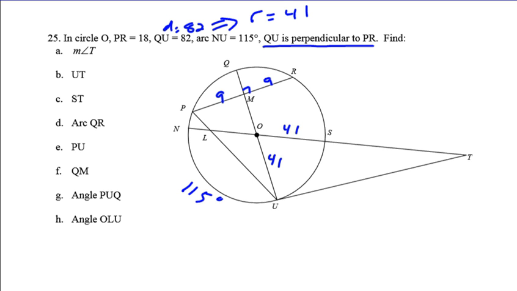We know that this is a tangent line meeting a radius, so that is 90 degrees. The fact that this arc is 115 degrees makes this angle 115 degrees, which makes this angle 65 degrees. Which means that we can find the other two sides of this right triangle.